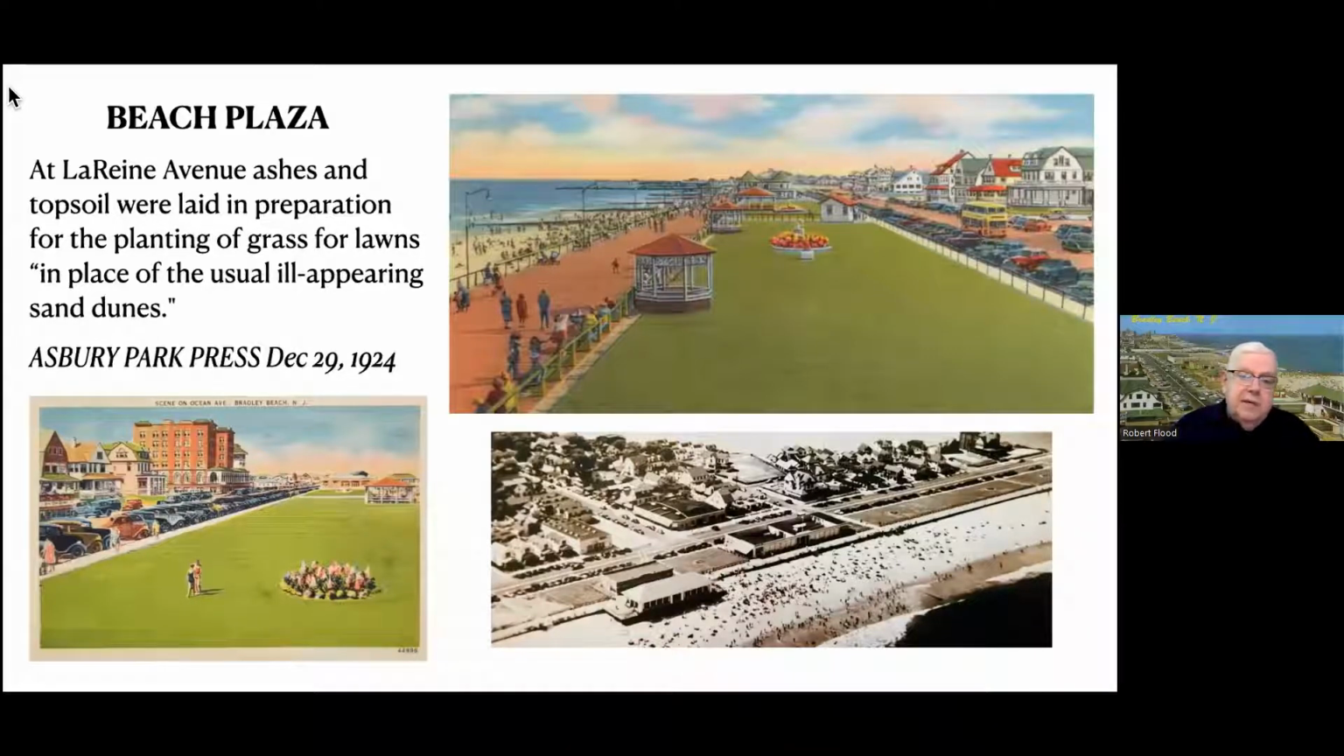The picture on the bottom is from the other direction, looking up towards Lorraine Avenue. And if you look at the bottom right picture, you can see the large grass areas up near Newark and Cliff Avenue, extending upwards towards Ocean Grove.